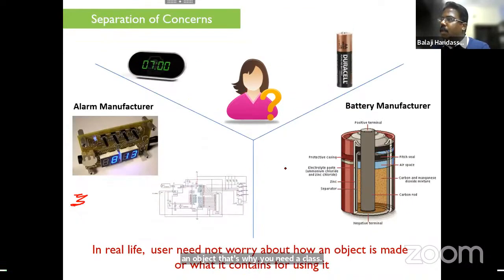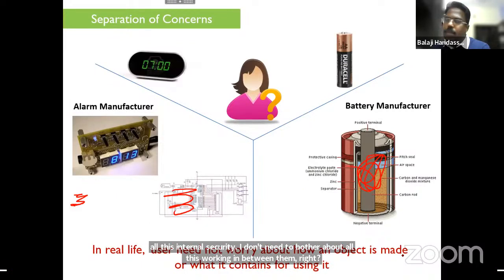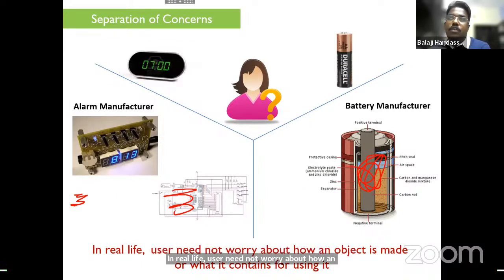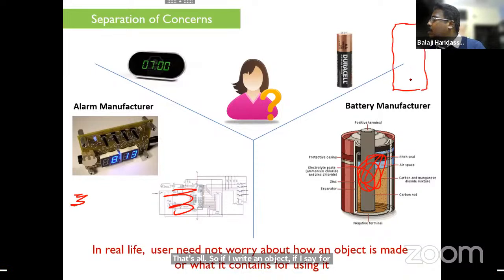So now you can see, I don't need to bother about all this internal circuitry. I don't need to bother about all this working in between them, right? In real life, a user need not worry about how an object is made or what it contains for using it. All I want to know is how to use that object. In software terms, how to call the functions in the object. That's all.